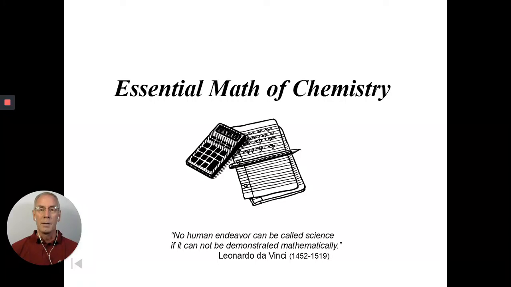Welcome back. This should be our final video for Unit 1, Introduction to Chemistry. We'll discuss the essential math of chemistry. Even artists like Da Vinci understood the importance of math when he said, "No human endeavor can be called science if it cannot be demonstrated mathematically." Wow, pretty deep, huh? All right, let's get into this math stuff.